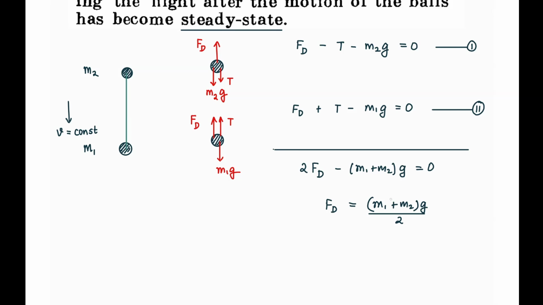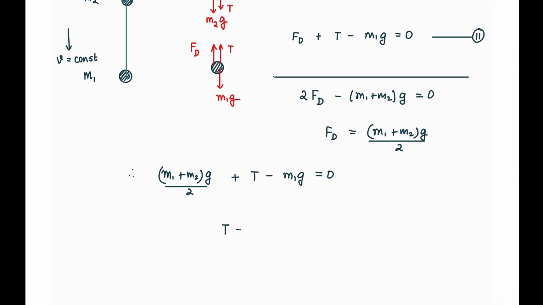But the problem is asking us to calculate the tension force. So if we substitute the value of Fd in any of the equations, say in the second equation, we get (M1 plus M2)g by 2 plus T minus M1g is equal to 0, and from here if we solve for T, we can write it as M1g minus (M1 plus M2)g by 2, and hence T equals (2M1g minus M1g minus M2g) divided by 2, that is (M1 minus M2)g divided by 2.